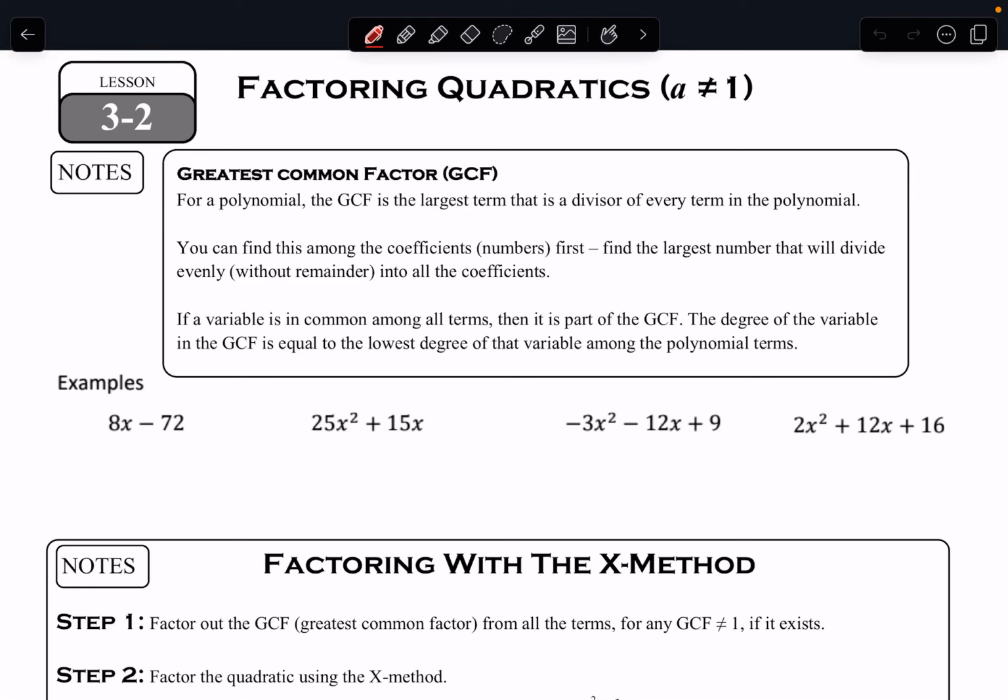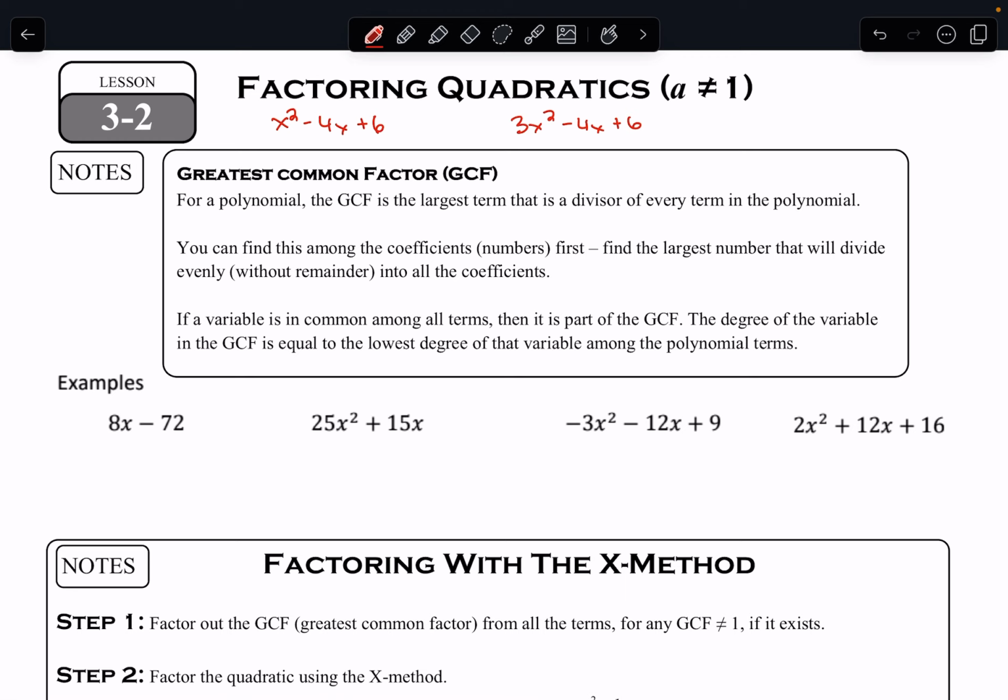All right, so today we are going to continue factoring quadratics. The difference today is the number in front of the x squared is not going to be 1. So instead of having something like x squared minus 4x plus 6, we're now going to have something like 3x squared minus 4x plus 6. And that changes some of the steps that we need to take to solve this.